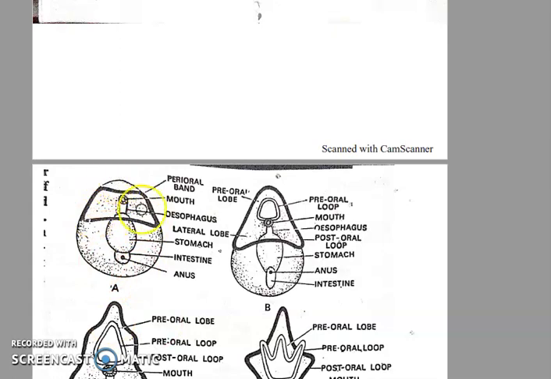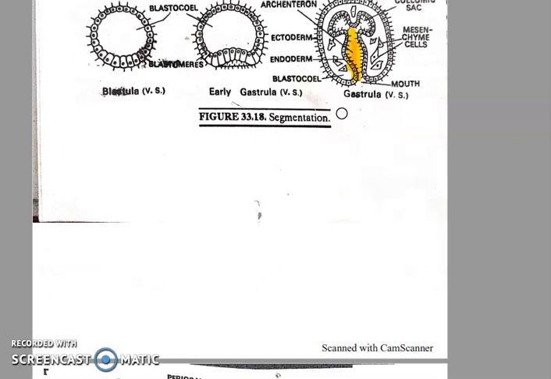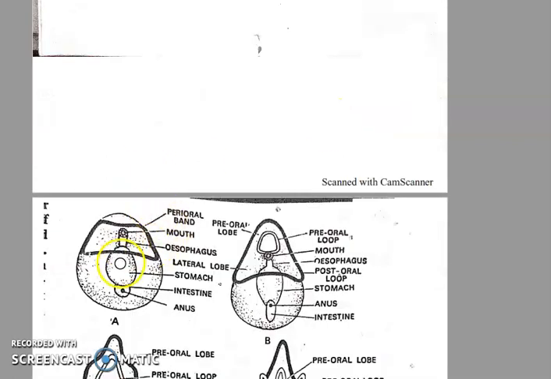So this is the dipleurula larva. What are the main changes that occur? This archenteron cavity gets differentiated into the mouth, esophagus, stomach, intestine and anus.